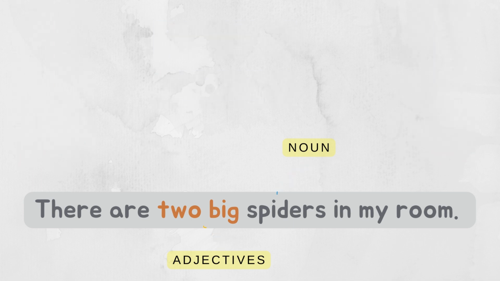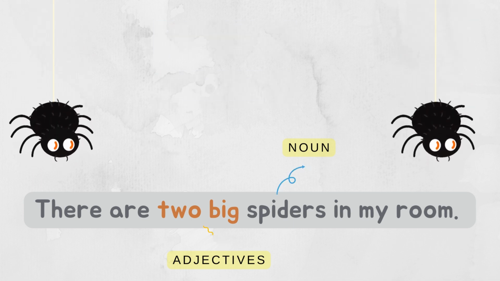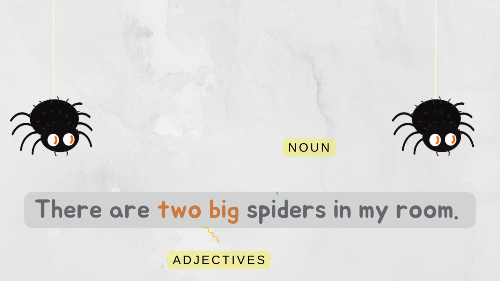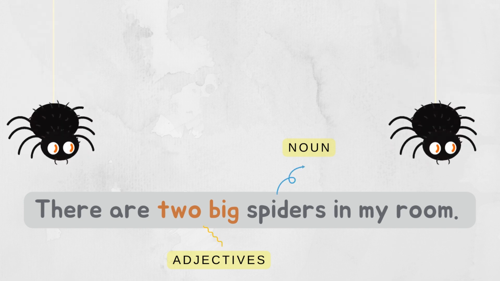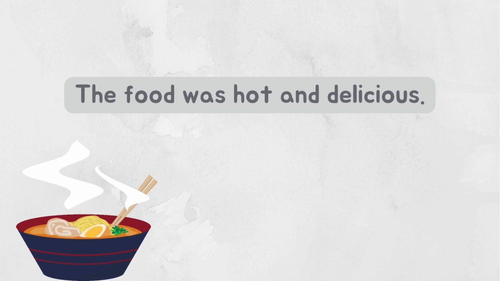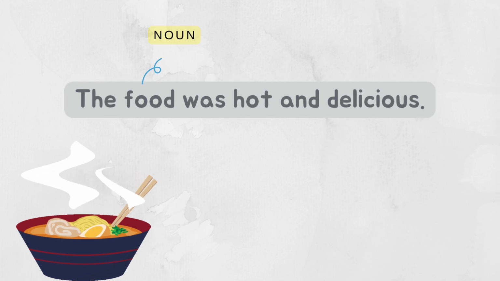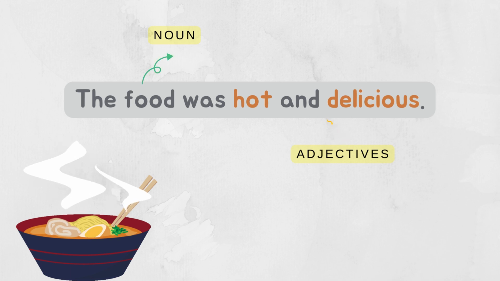In this example, the adjectives occur before the noun, but they can also appear after the noun or pronoun, like in this example. The food was hot and delicious. Focus on the noun food and then the words which give more information about food, hot and delicious. These words are adjectives and in this case they come after the noun.